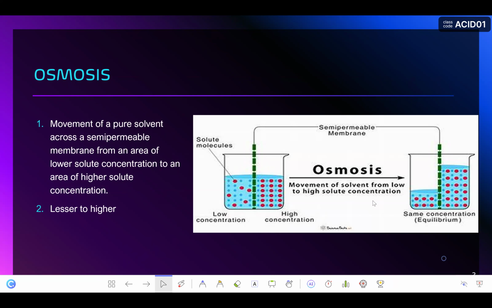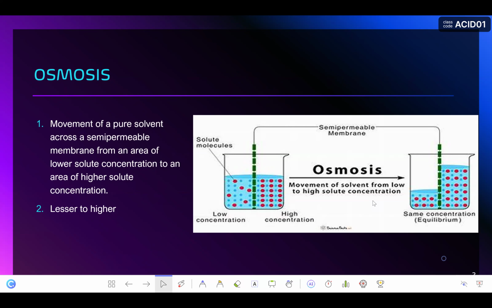Osmosis is the movement of a pure solvent across a semi-permeable membrane from an area of lower solute to an area of higher solute concentration. So the key thing to remember in osmosis is that it goes from lesser to higher concentration.